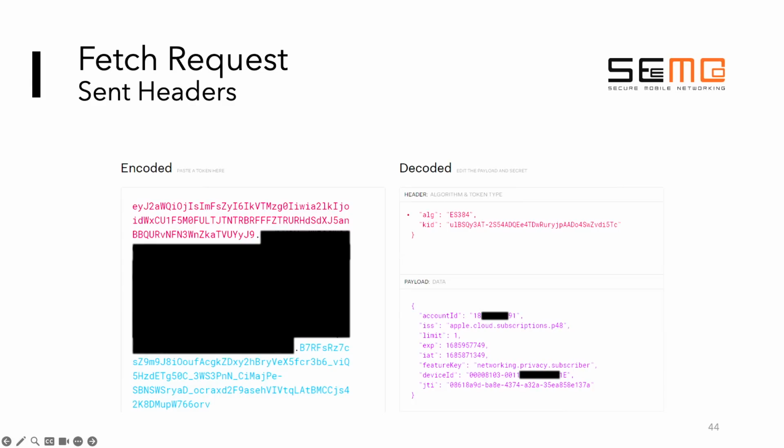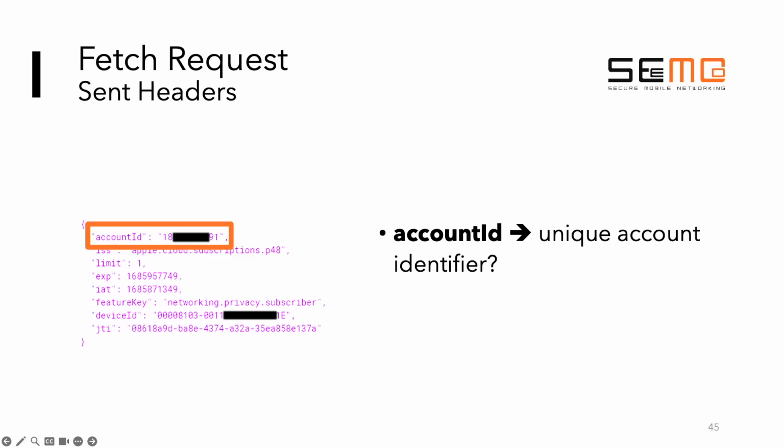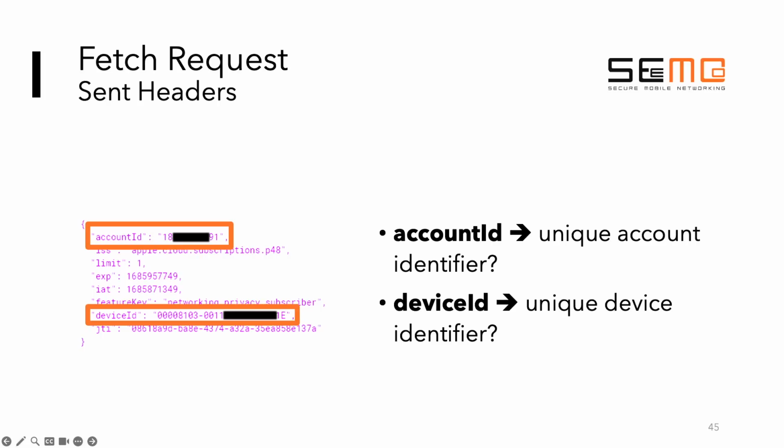So we can throw that header on the left simply in a tool to decode it. And we get the payload which is contained inside these JWTs. So let's zoom in on the contents. And here we have two interesting attributes. So first we have an attribute called account ID, which could be a unique account identifier. And also we have a device ID, which could be a unique device identifier.